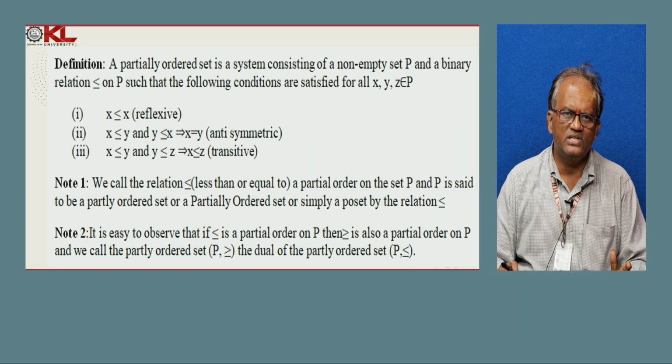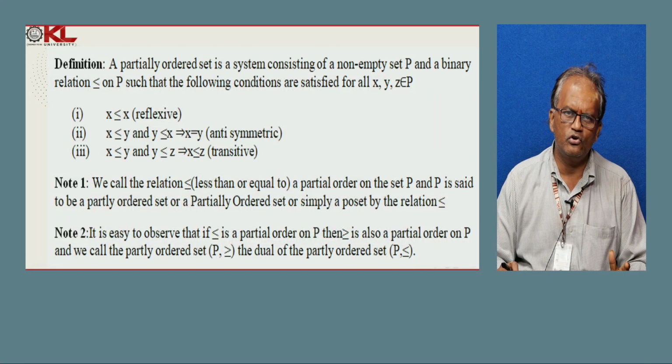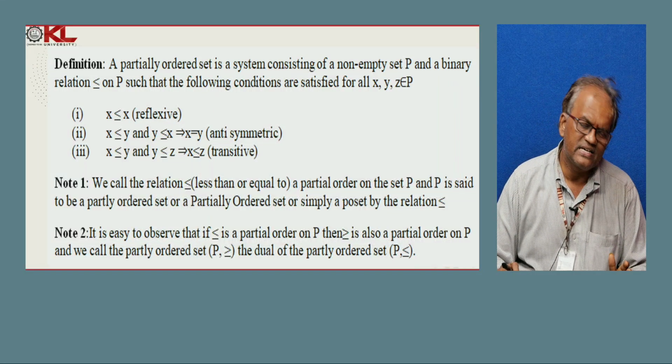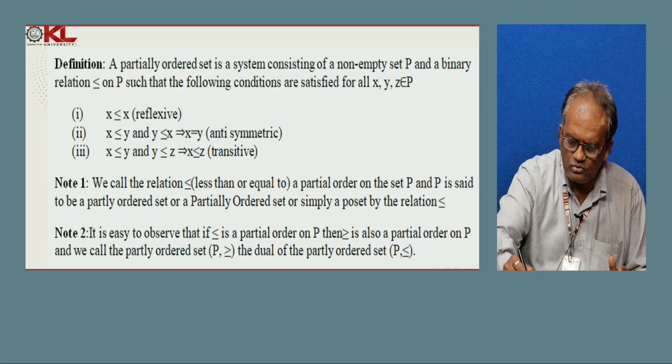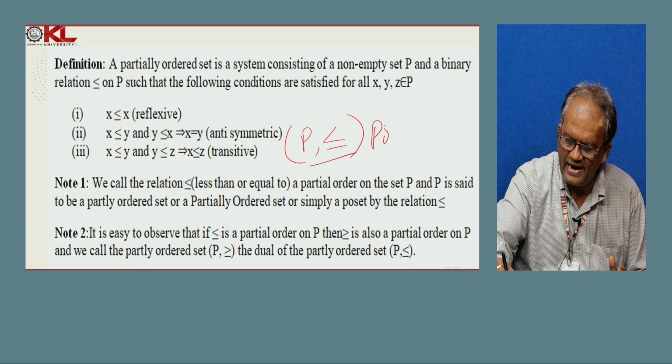And coming to the third property, x less than or equal to y and y less than or equal to z, then we show x less than or equal to z. That property comes under transitive. So if the less than or equal to relation is satisfied on the given set, then the pair P, less than or equal to, is called a poset.